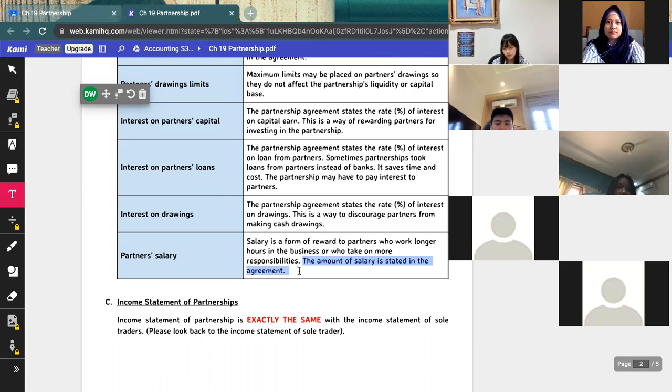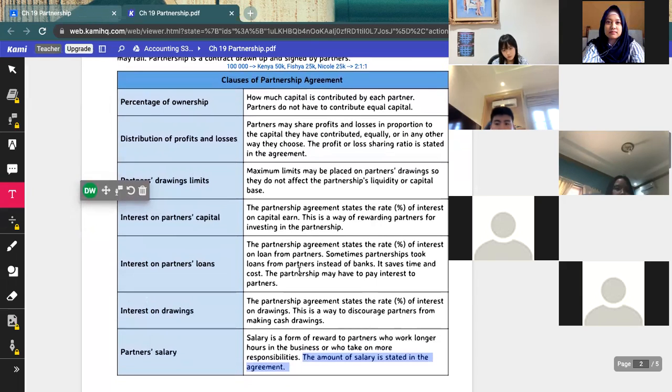Now they must be given salaries, and the salaries to partners must be stated in the partnership agreement to avoid disagreements in the future. Because maybe Nicole's salary and Fisher's salary might be different. So it has to be set in the agreement how much they should receive as salary.